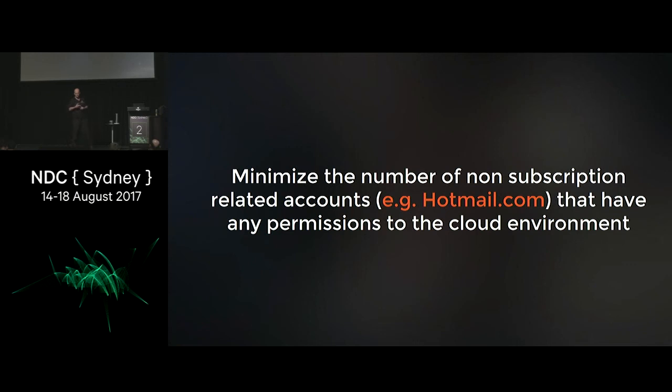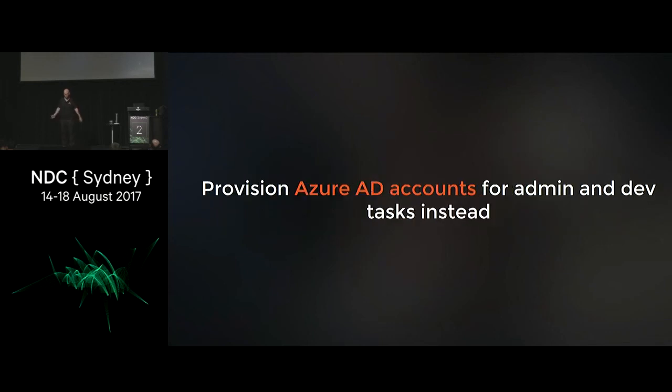Minimise the number of non-subscription related accounts, and by that I mean, for example, Hotmail accounts that have any permissions to the cloud environment. When you spin up an Azure subscription, you can go and create Azure Active Directory accounts. So you'll have, for example, the root account, which might be a Microsoft account. Now, you've got the option of allowing other Microsoft accounts access to the subscription, but you're much better off creating Azure Active Directory accounts and then getting people to log in via those, because then you can get rid of those accounts if those people leave, but you can also quickly enable things like two-factor authentication and then manage those accounts centrally.